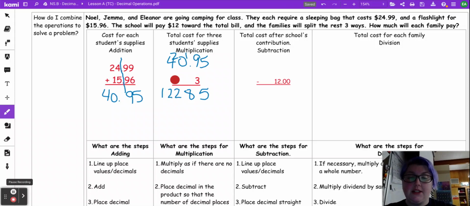We have 2 decimal places. So you start from the furthest right. I would go 1, 2. Our total is $122.85 for all 3 students' supplies.